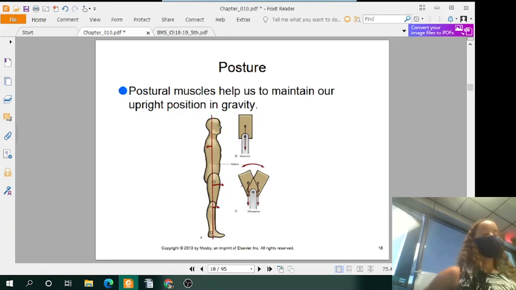All right, posture. Our postural muscles help us to stay upright against gravity, and that changes with movement too. When is the only time our postural muscles get to rest? When we lie down. Yes, they don't have to fight gravity.